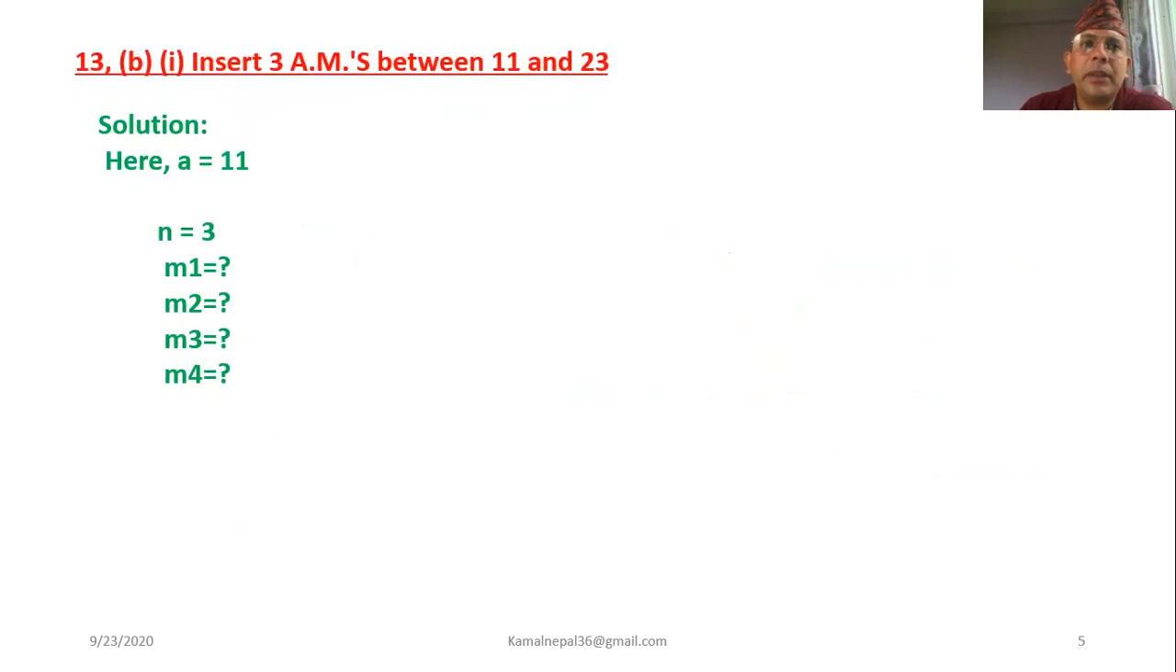Now question number 13B, first: insert 3 AMs between 11 and 23. So you have first term A is 11, B is the last term 23, and there are three means. So we need to find M1, M2, M3. We are going to find this one.